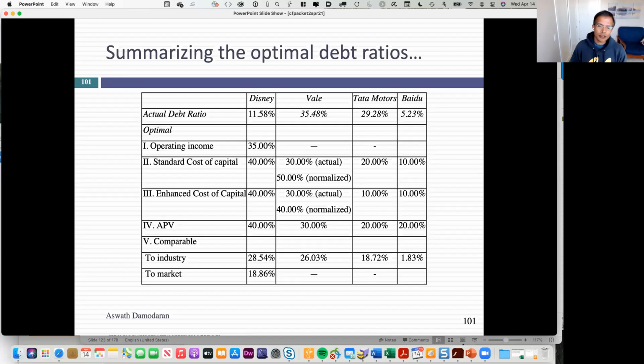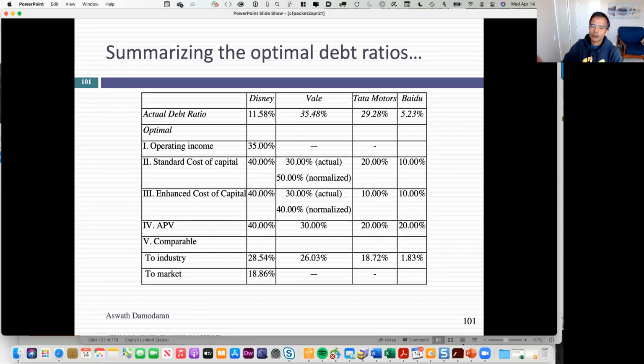And then you get to Baidu. Its actual debt ratio is 5%, its optimal is about 10 to 20%. But with Baidu, your sales pitch is going to be much more difficult, and here's why. Even though they have the capacity to borrow money, you know what's going to get in the way when you try to get them to borrow money? They're in a sector where companies just don't borrow money. Based on the sector, they should be about 2% debt.